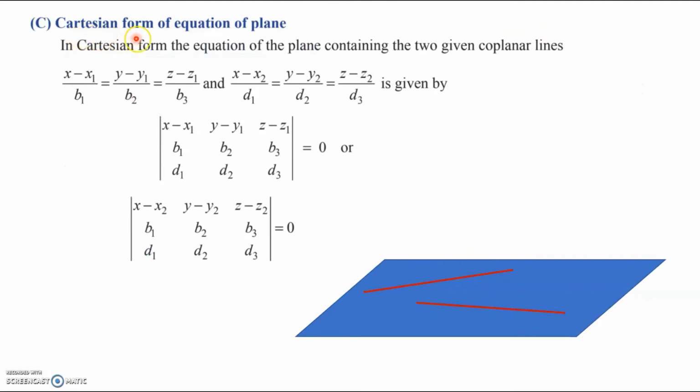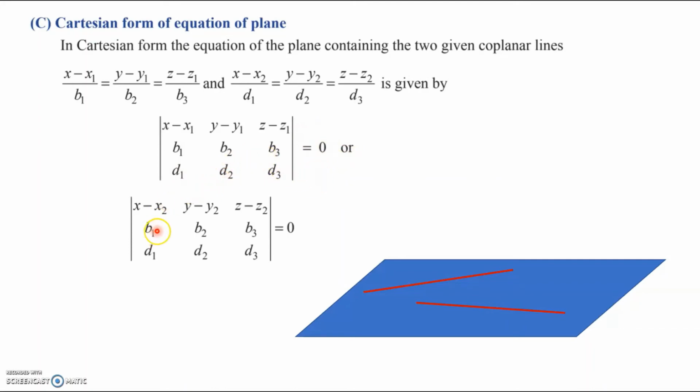Extending our results to the Cartesian form of the equation. So this is our line 1 and this is our line 2, which lie on the same plane. The direction ratios of line 1 are b1, b2, b3, and the direction ratios of line 2 are d1, d2, d3, and the point (x1, y1, z1) is on line 1, and (x2, y2, z2) is on line 2. Extending our result, the determinant with rows (x minus x1, y minus y1, z minus z1), (b1, b2, b3), (d1, d2, d3) is equal to 0 is the Cartesian equation of the plane.